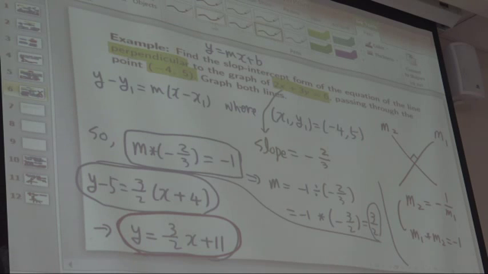So if we draw that, the line looks like this. It has a positive slope, and the y-intercept is 11. And we have to figure out the x-intercept. You can find the x-intercept, but anyway, that is that form.